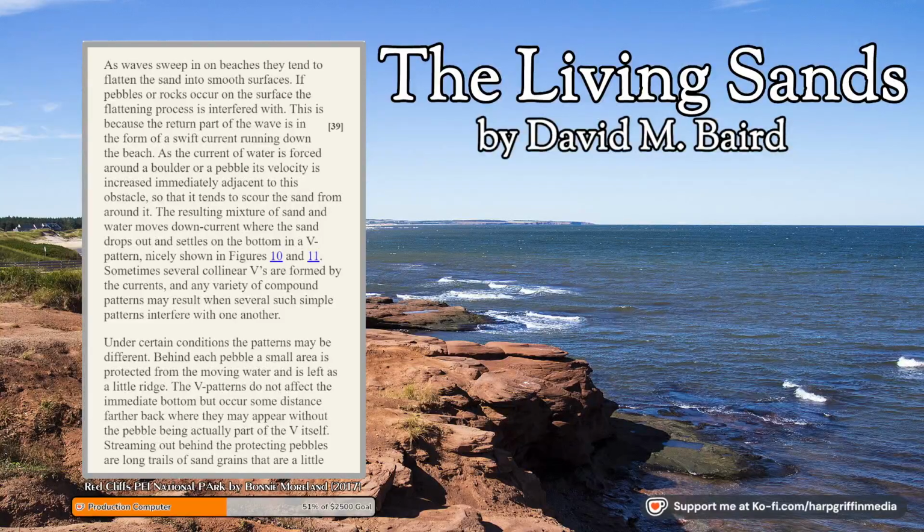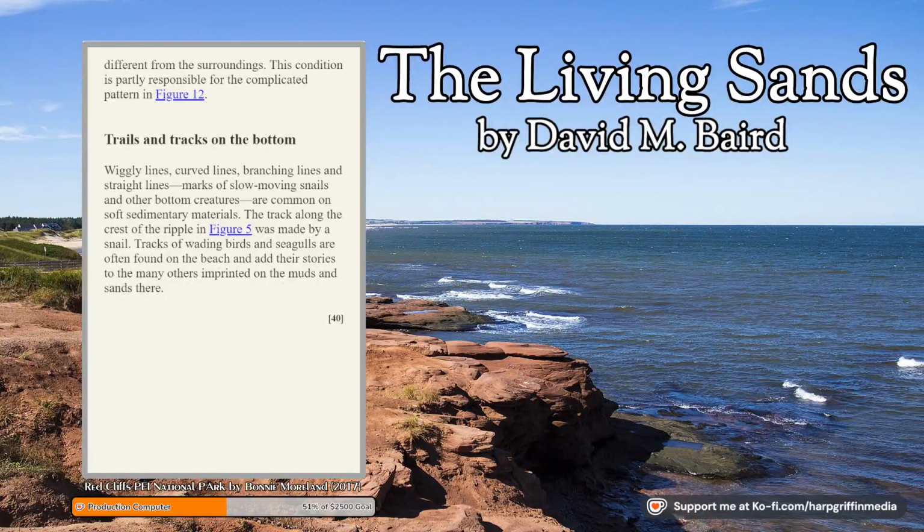Under certain conditions, the patterns may be different. Behind each pebble, a small area is protected from the moving water and is left as a little ridge. The V patterns do not affect the immediate bottom, but occur some distance farther back, where they may appear without the pebble being actually part of the V itself. Streaming out behind the protecting pebbles are long trails of sand grains that are a little different from the surroundings. This condition is partly responsible for the complicated pattern in Figure 12.